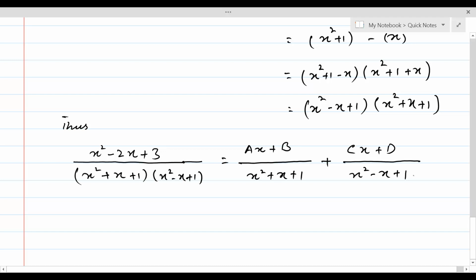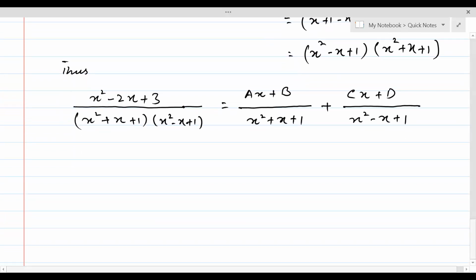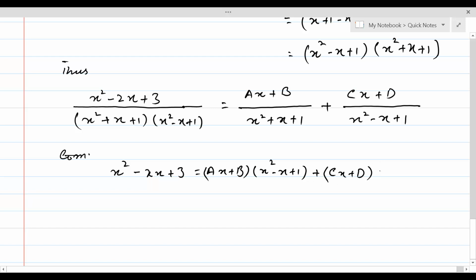Now there is no linear factor which we can put equal to 0 and get value of any constant. Here all the values we will obtain by comparing coefficients of the powers of x. Now comparing coefficients, rather we can do one more step for this: x square minus 2x plus 3 equal to ax plus b into x square minus x plus 1 plus cx plus d times x square plus x plus 1. So this is what we have taken is LCM on right hand side, and then we have cancelled it out with the denominator on left side.